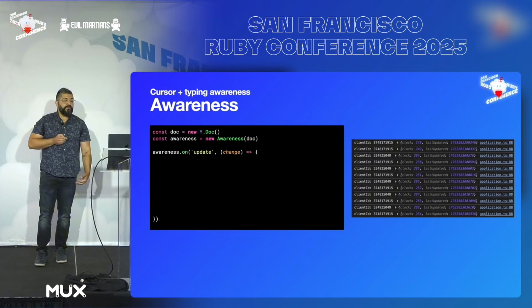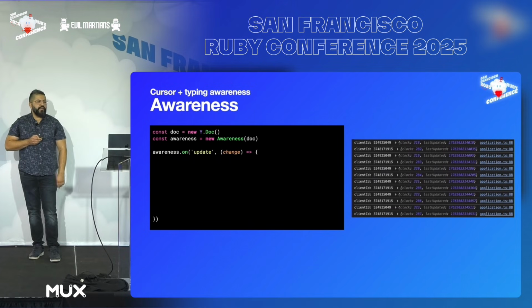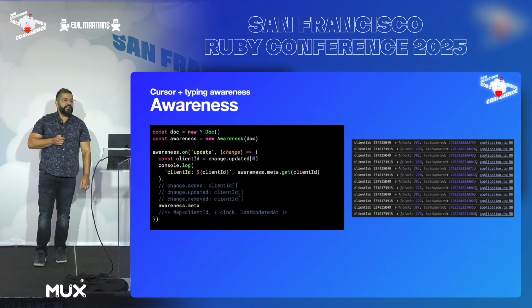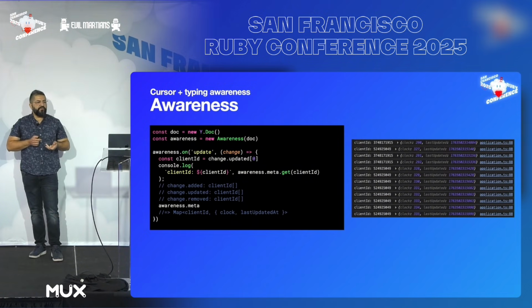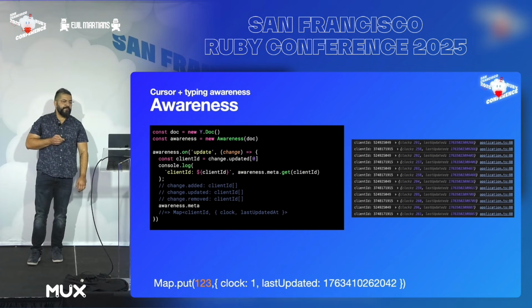YJS thankfully gives you a protocol for this. It has this awareness class, and you can listen for updates on it. You hand your document into it, and whenever there's an update, internally it handles pinging the server, checking if people are still there, that sort of thing. It says there were people added, updated, or removed, and then I have this metadata and shared information about who they were and how that information materializes.